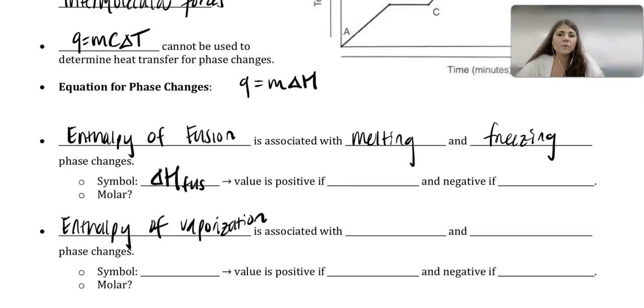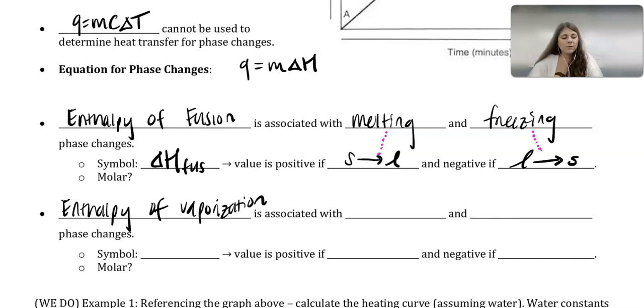So if our value for delta H of fusion is positive, that means that we're going from a solid to liquid, okay? We are absorbing energy to break those intermolecular forces to go from a solid to liquid. And if it's negative, that means we're going from a liquid to solid. So that's going to be releasing energy, liquid to solid. Please note, solid to liquid goes with melting, and freezing is liquid to solid, okay?